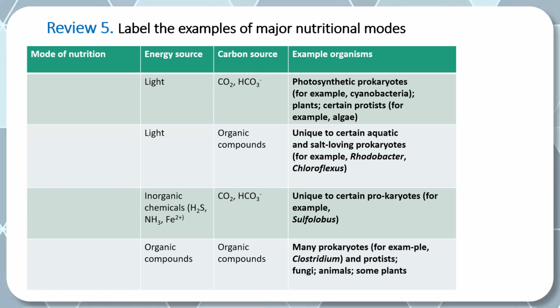So the root word for light is photo, right? If we look at our first one here, the energy source is light and the carbon source is carbon dioxide or bicarbonate ion. This would include photosynthetic prokaryotic organisms, plants, and algae. So if we put that root word for light and the root word for their carbon source together, we get photoautotroph.